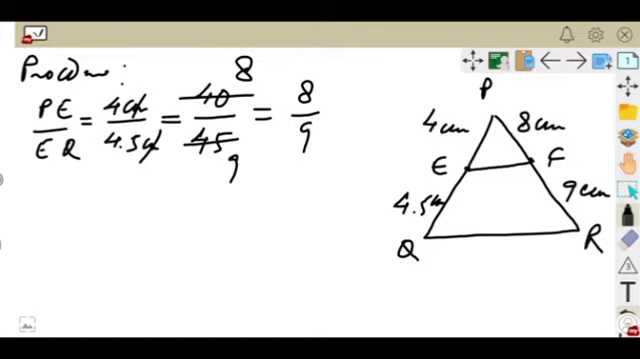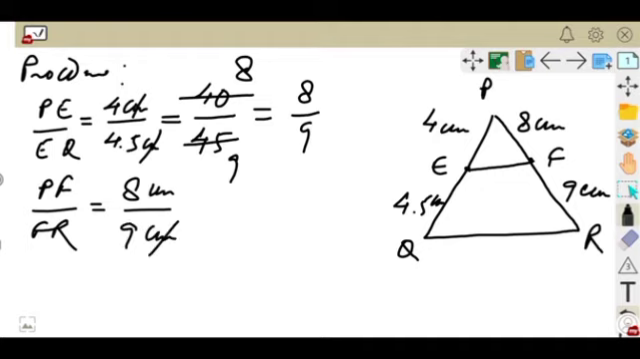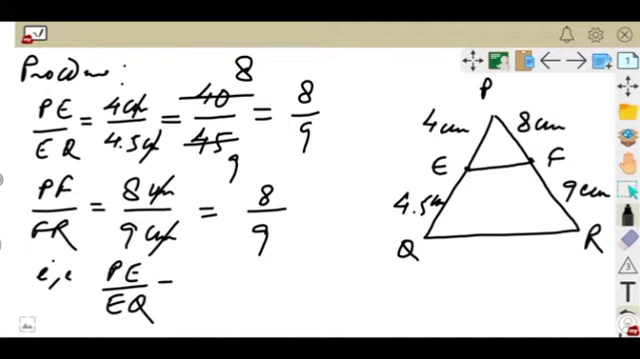Next, let us find the value of PF by FR. PF, how much? 8 centimeter. And what about FR? This is 9 centimeter. Centimeter we cancel, so that I can just get here 8 by 9. 8 by 9 means we cannot cancel anymore. That is, PE by EQ equal to PF by FR. Now the ratios are equal. Therefore, I can write EF is parallel to QR.